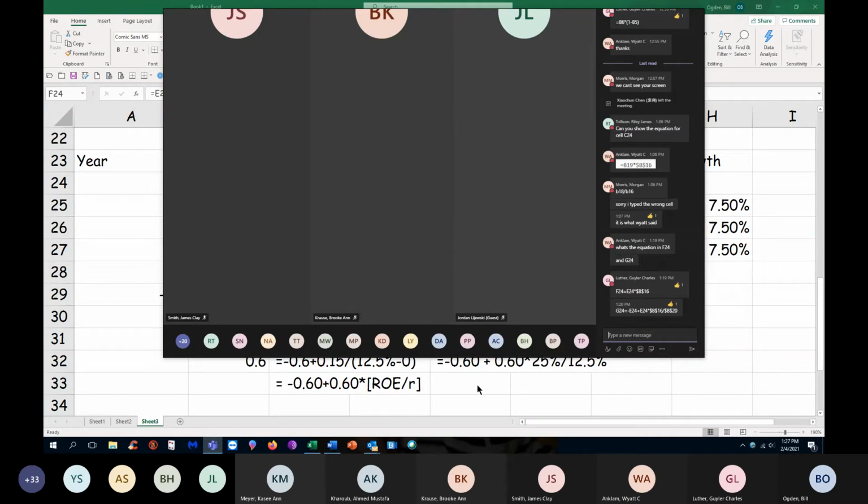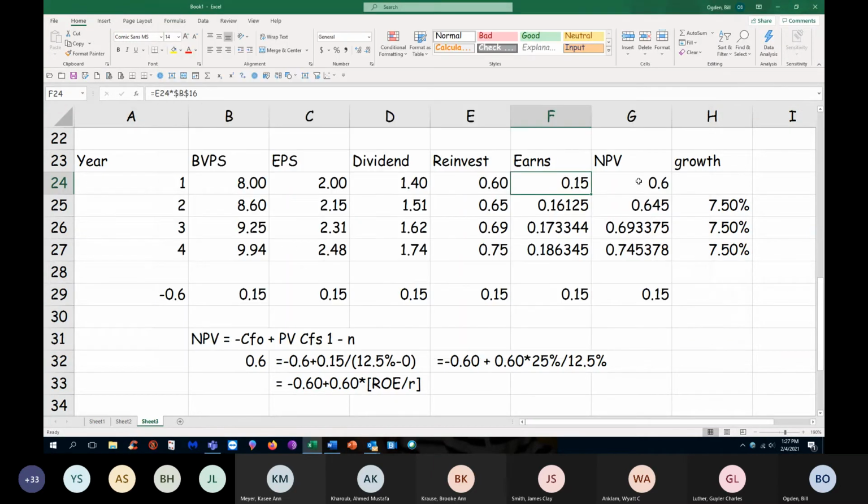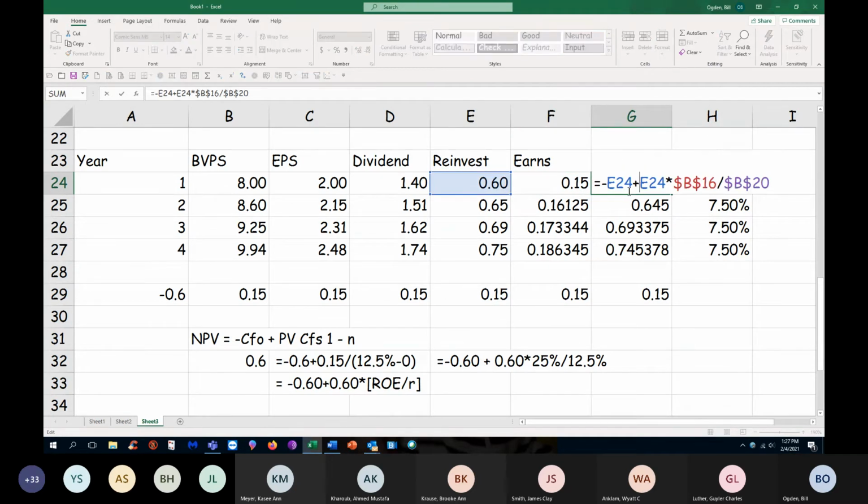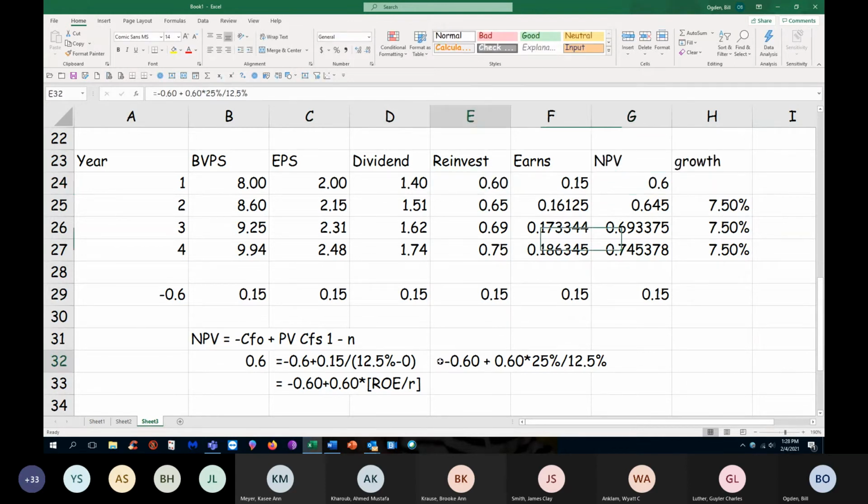And then G24. Okay, let's look at G24, make sure we all get that. Yeah, this is the NPV equation. And that's basically this right here. So it's minus the reinvested amount plus the reinvested amount times ROE divided by R. So that is exactly this.